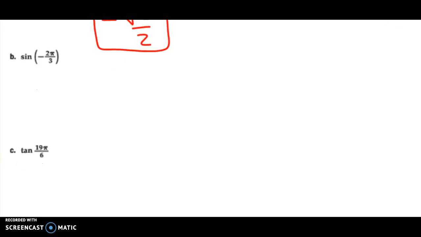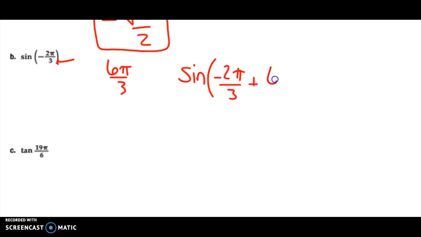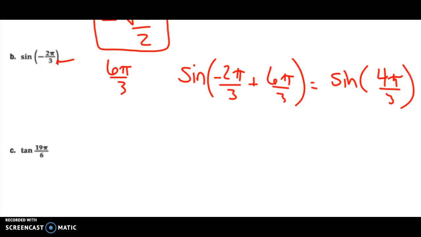Sine of negative 2 pi over 3. So again, this is going in the backwards rotation. A full rotation with a denominator of 3 would be 6 pi over 3. So I'm just going to add that to negative 2 pi over 3. Essentially this is the same as sine of negative 2 pi over 3 plus 6 pi over 3. And that reduces to the sine of 4 pi over 3, which is on our unit circle. I look at my unit circle, 4 pi over 3. My sine, my second value in that point, is going to be negative square root of 3 over 3.